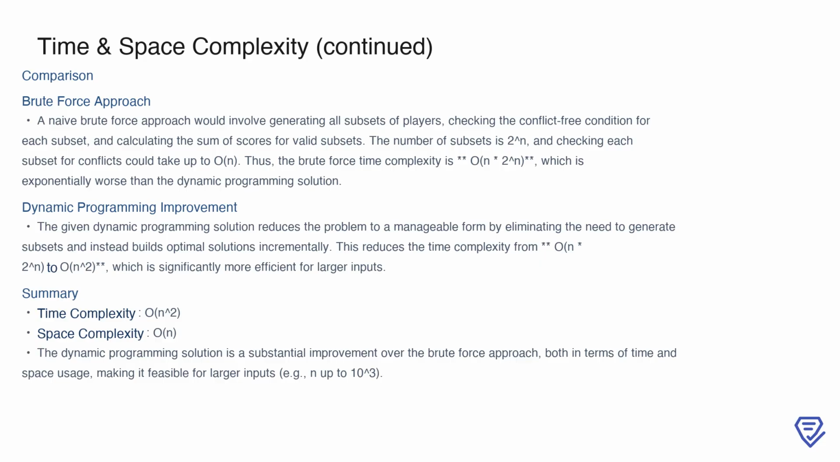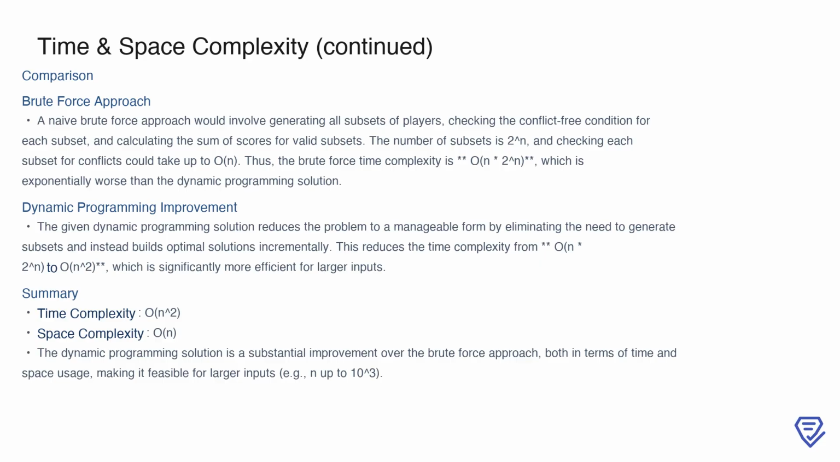To put everything into perspective, let's compare the dynamic programming approach to the brute force method. A naive solution would involve generating all possible subsets of players, checking each subset for conflicts, and calculating the sum of scores for valid subsets. Generating all subsets requires 2 to the power of n combinations, and checking each subset for conflicts could take up to O(n) time, leading to a total time complexity of O(n * 2^n). This exponential growth is inefficient and impractical for large inputs.